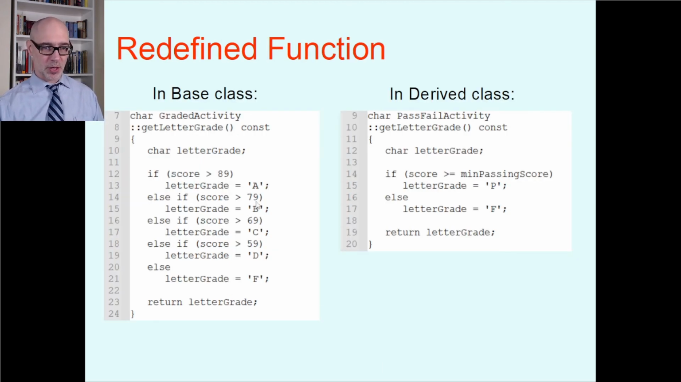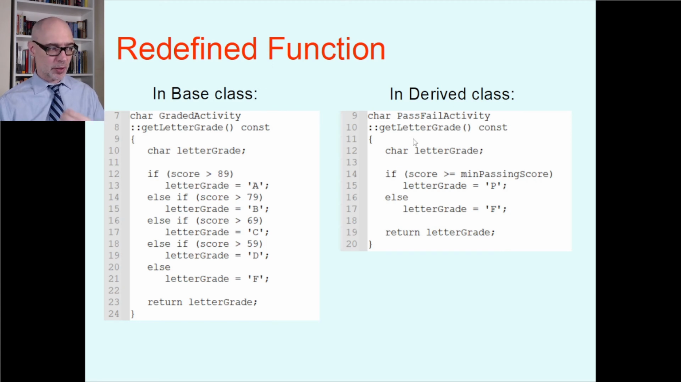Here's our redefined function. So when you implement get letter grade in the base class, graded activity, you're going to get this letter grade. Again, the point of the graded activity class is to grade stuff as either A, B, C, D, or F. So the way they've got this set up here is if the score is greater than 89%, the letter grade is going to be character A. And if it's not that high, then if the score is at least greater than 79, you get the letter grade of B, and so on and so forth. You're going to get either A, B, C, D, or F as appropriate, and you return that letter. Now here's the version over here on the right.